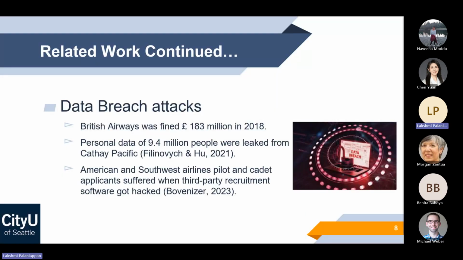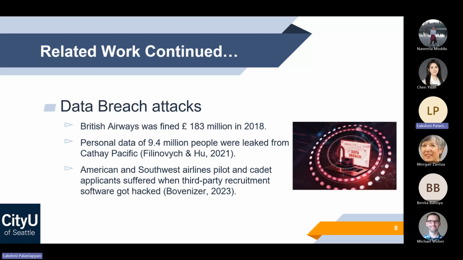A data breach exposes confidential, sensitive, or protected information to an unauthorized person. Airlines have significant private and confidential data of their passengers, such as location and payment details. Here are a few examples where major airlines suffered from data breach attacks. Cybercriminals used a fraudulent web resource to steal personal data from air tickets of 500,000 passengers, and British Airways was fined £183 million in 2018 for a data breach.